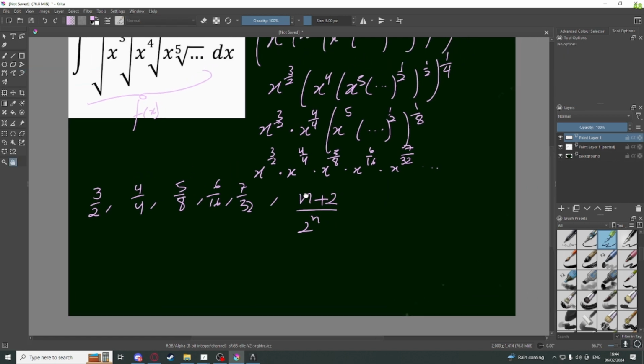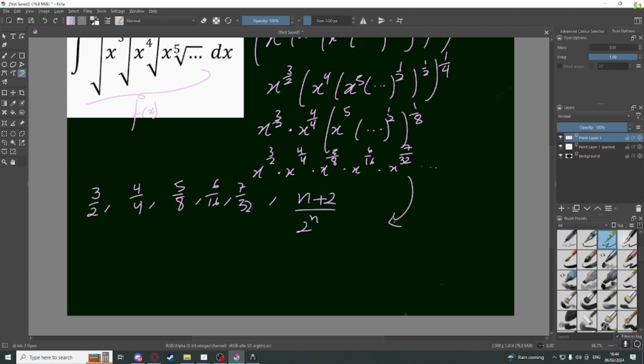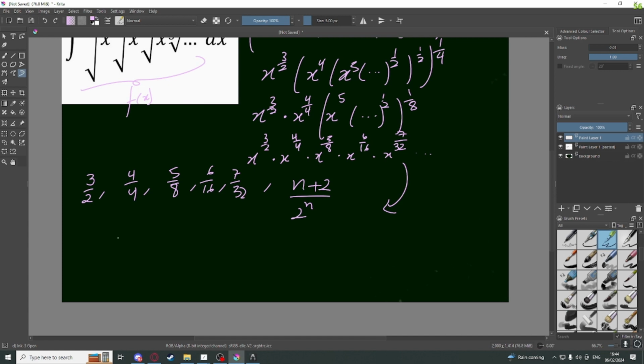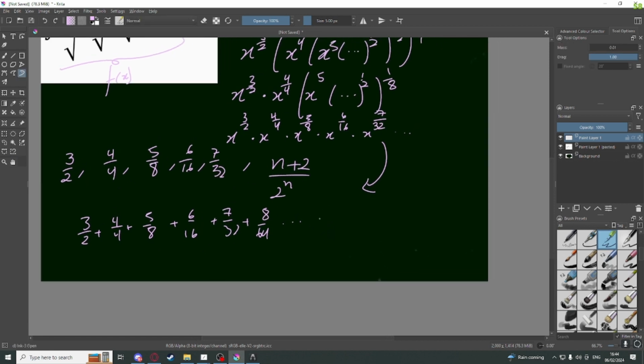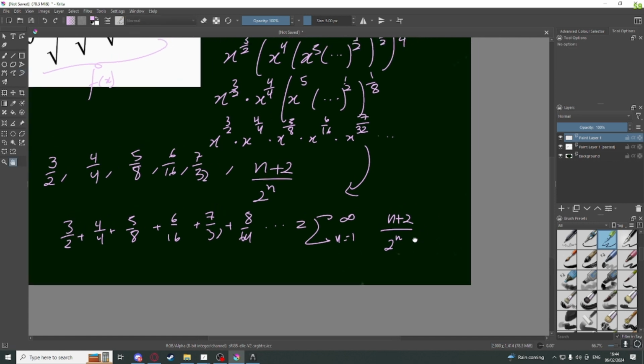Because of the rule of exponents, we can add these numbers up, and so it becomes 3 over 2 plus 4 over 4 plus 5 over 8 plus 6 over 16 plus 7 over 32 plus 8 over 64 dot dot dot. And we can simplify this as the series starting from 1 of n plus 2 over 2 to the n.